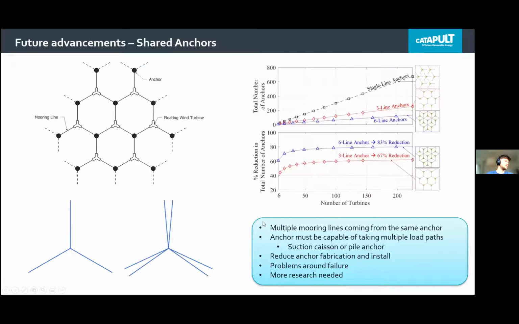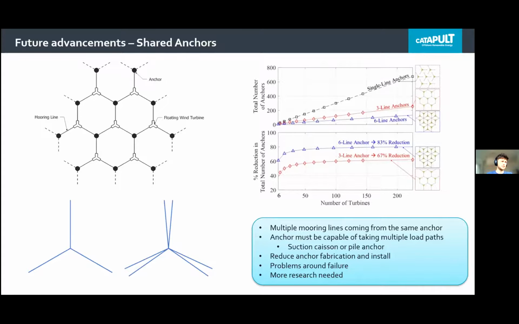One final one is shared anchors. So if a platform is connected, it uses a shared anchor with another device, this reduces the amount of anchors we need to install, which will massively reduce the cost of anchors, which can be a large driver for the mooring system capex. And you can see the cost of the whole system can go down massively if we're sharing up to 6 lines. Although much more research is needed around the techno-economical analysis of this.